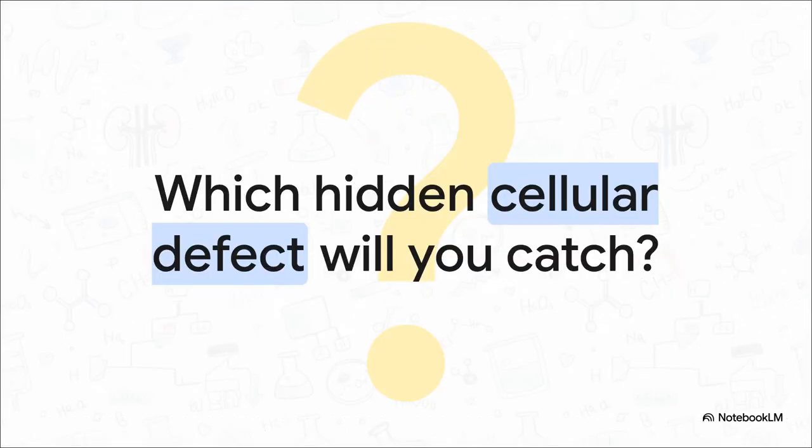We've literally just seen how tiny, microscopic changes, a missing PY motif, a faulty H+ ATPase pump, a broken chloride channel, manifest as massive, life-threatening systemic electrolyte storms. So as you take this newfound clinical reasoning out into the real world, ask yourself, armed with these friction points, which of these hidden cellular defects will you be the one to catch before it's too late?